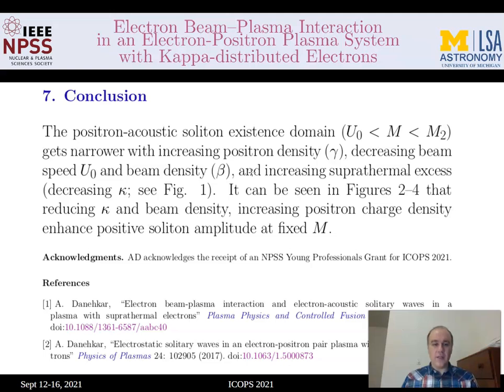Also, we saw that reducing kappa, which means increasing superthermality, reducing beam density, and increasing positron charge density enhance the positive soliton amplitude. Thank you for your attention.